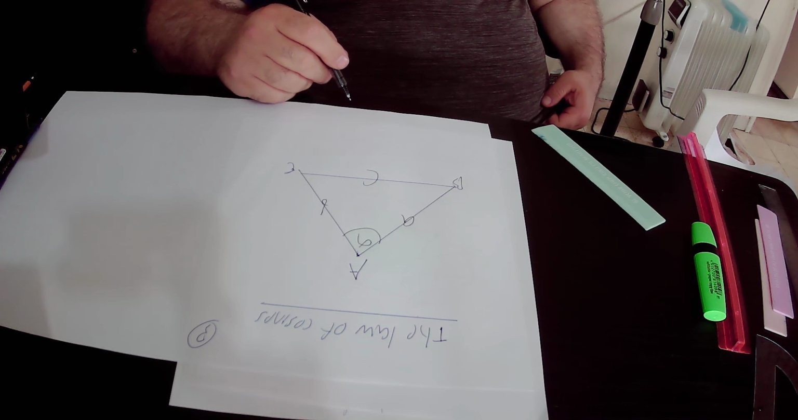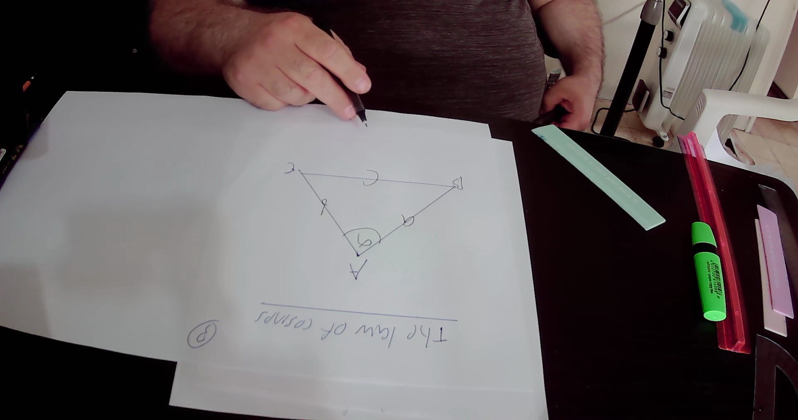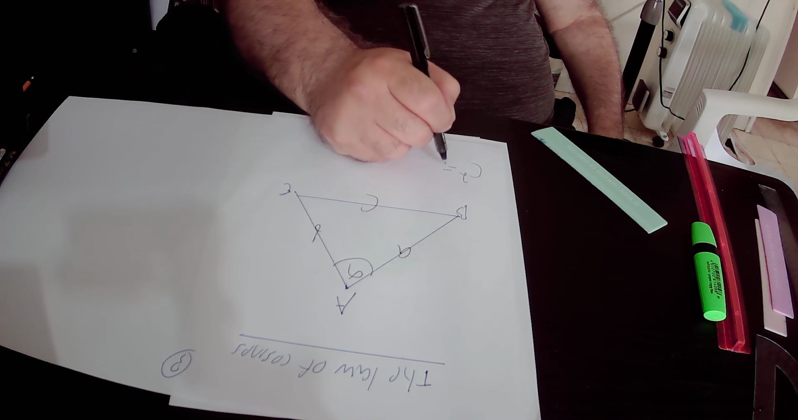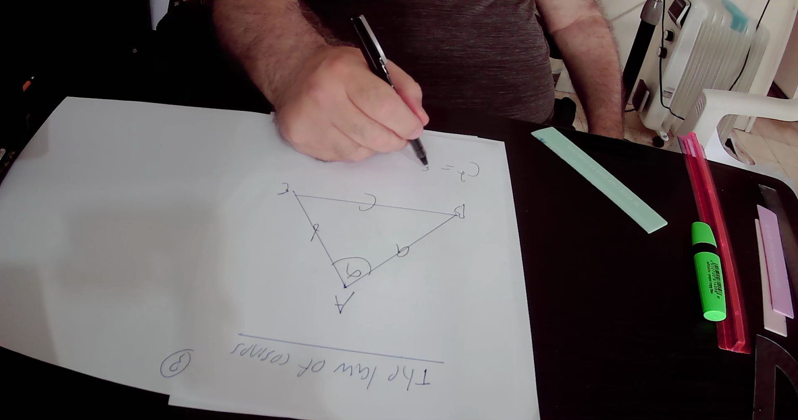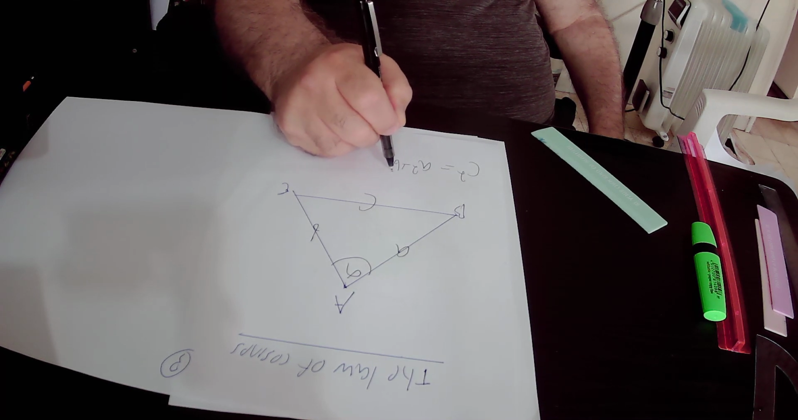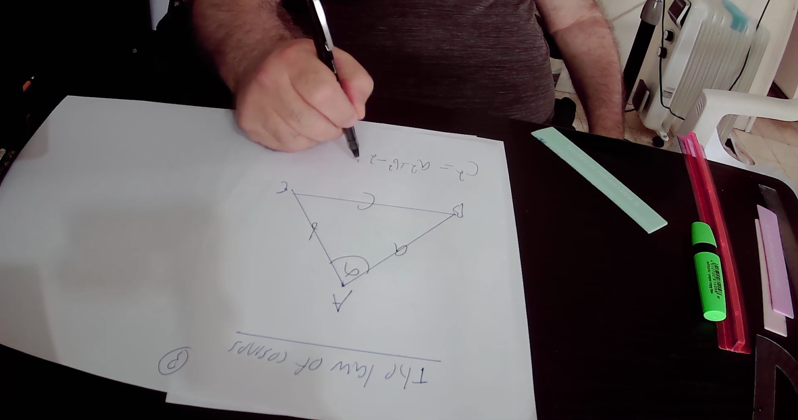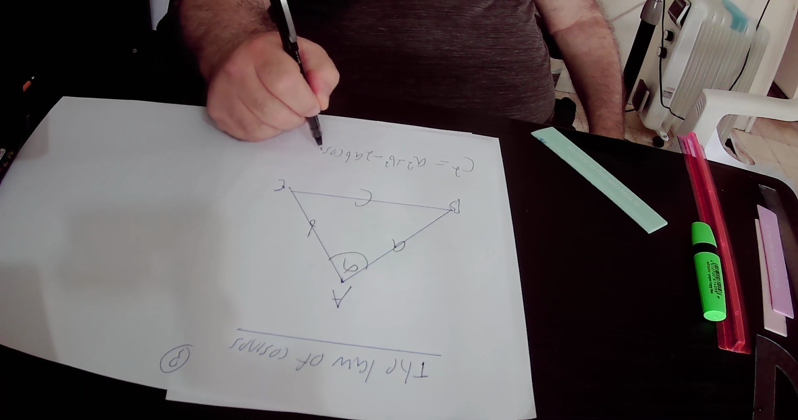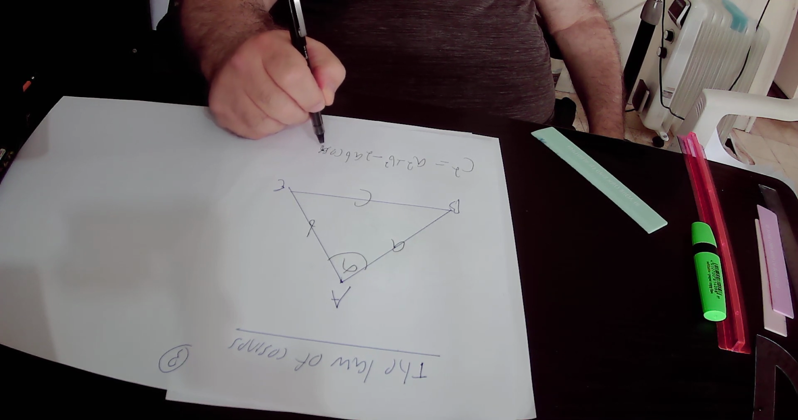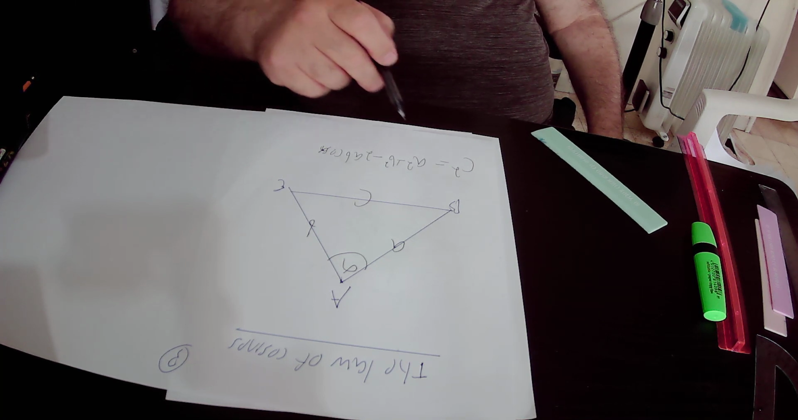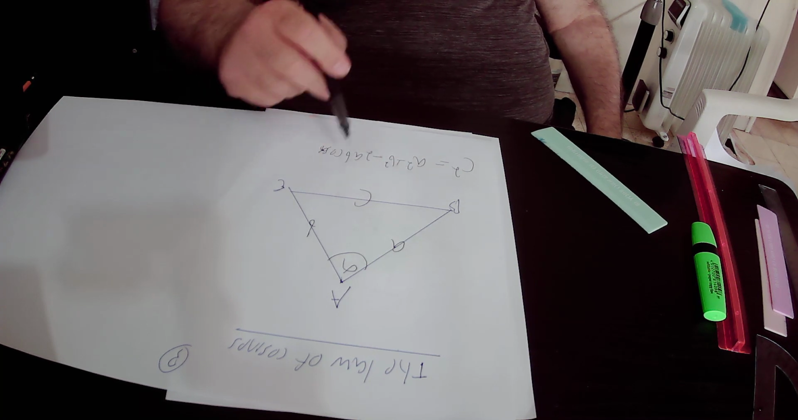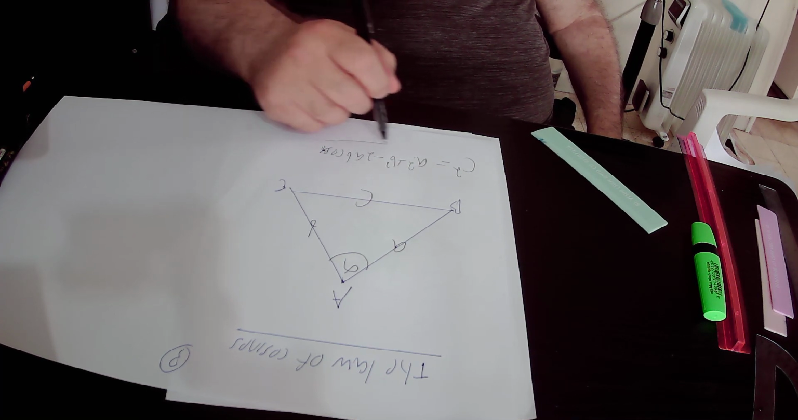Then according to the law of cosines in this triangle ABC, we will get that C squared equals A squared plus B squared minus 2 times A times B times cosine alpha. Okay? Again, C squared equals A squared plus B squared minus 2 times A times B times cosine alpha.